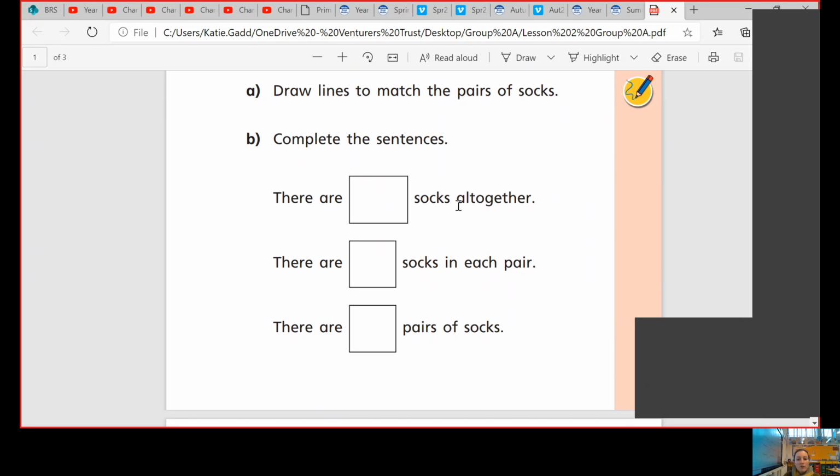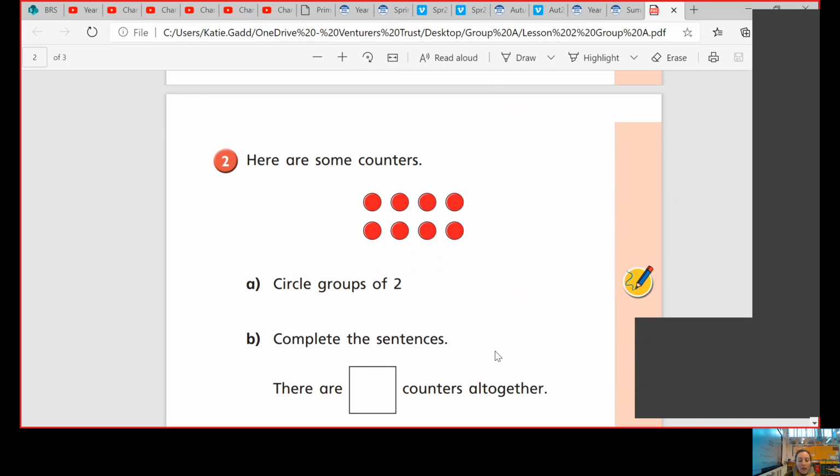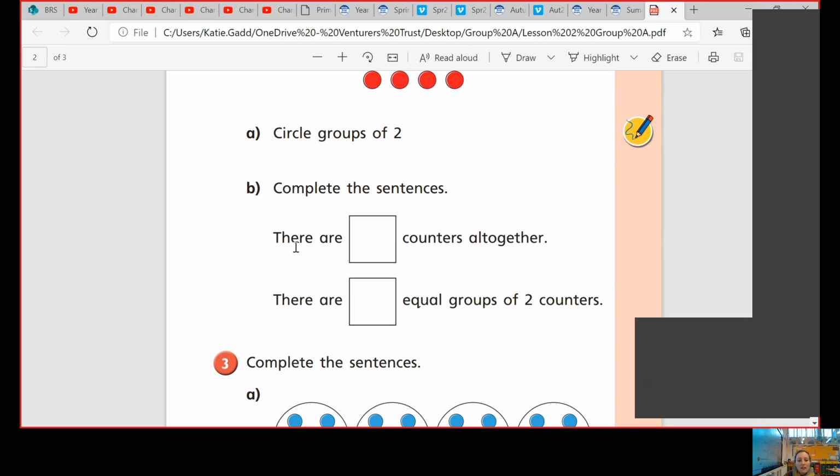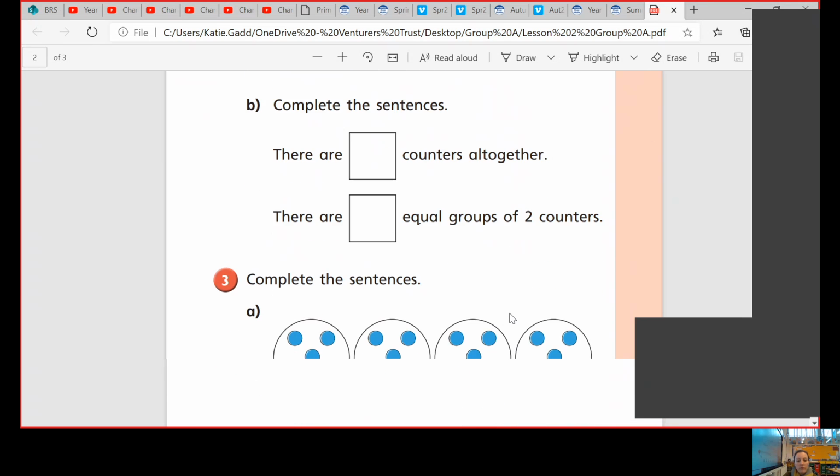So there are socks all together. There are socks in each pair. There are pairs of socks. Then you're going to have a look at these counters and circle them into groups of 2. And then again, you need to complete the sentences. There are counters all together. There are equal groups of 2 counters.